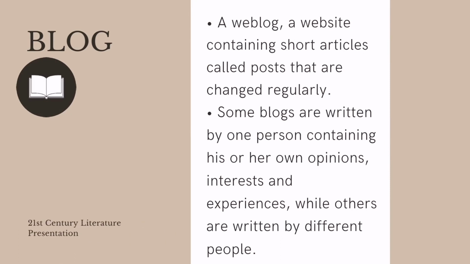Blog, or web log: a website containing short articles called posts that are changed regularly. Some blogs are written by one person containing his or her own opinions, interests, and experiences, while others are written by different people.